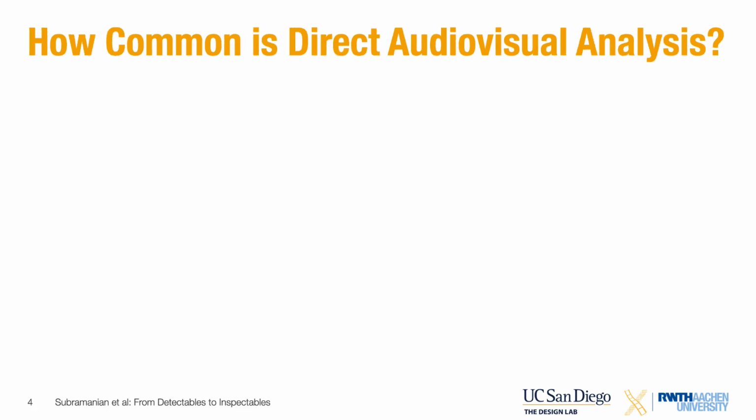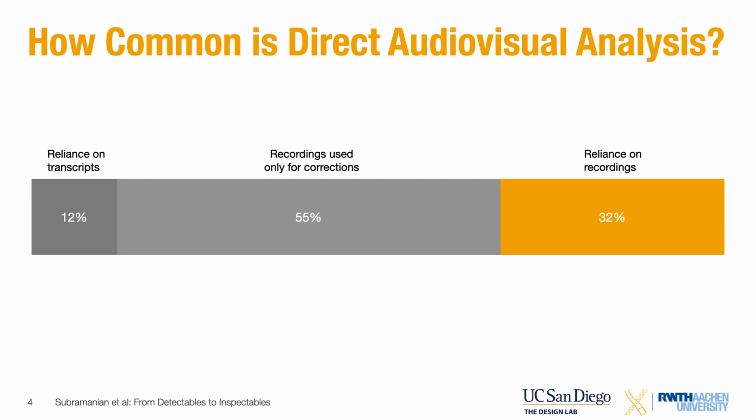To explore this problem further, we conducted interviews and a survey with qualitative researchers. We first wanted to understand how common direct analysis of audiovisual content is in comparison to transcript-based analysis. We find that only 12% of the analysis rely upon transcripts exclusively. Of the rest of the analysis, 55% use recordings only for corrections, but 32% use recordings substantially. Overall, the traditional text-based analysis is not sufficient for a third of the analysis. Therefore, we conclude that direct audiovisual analysis is very common.